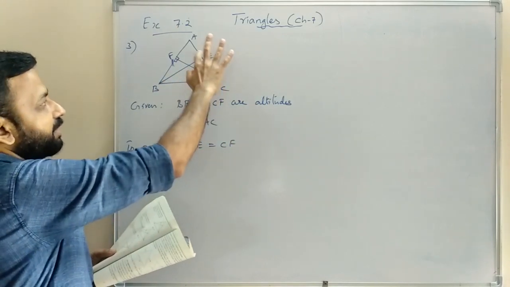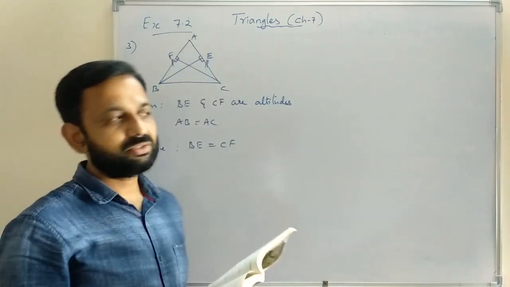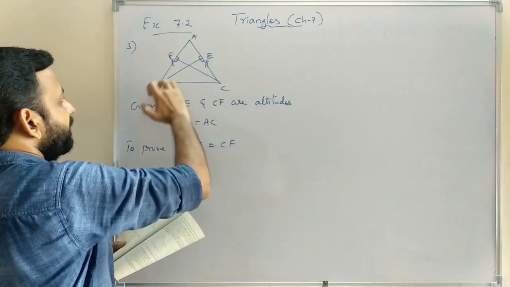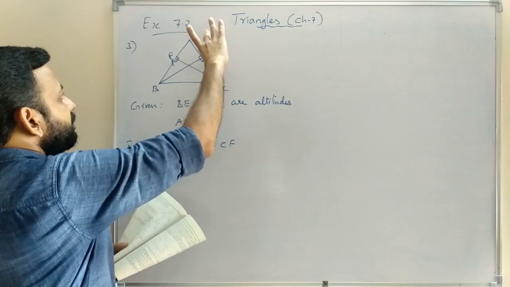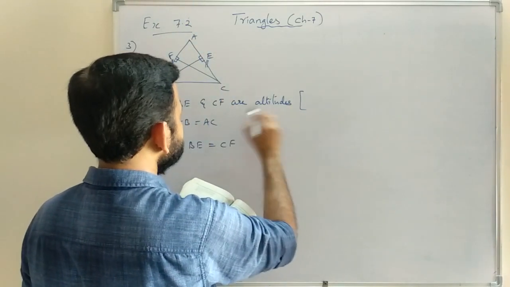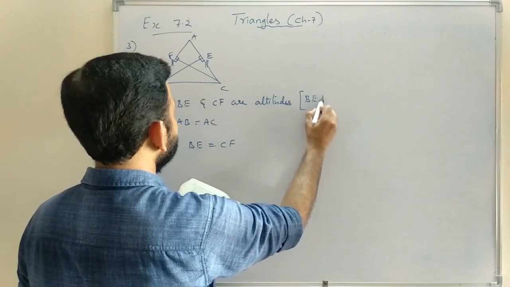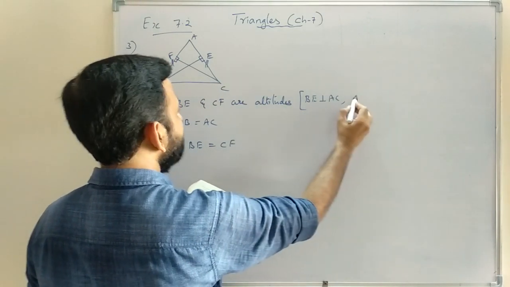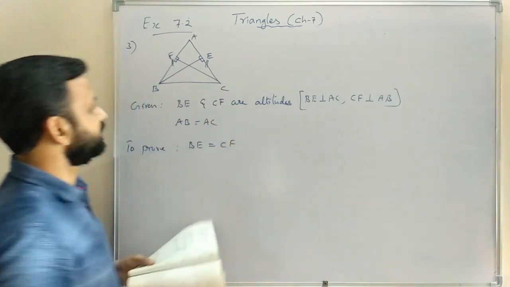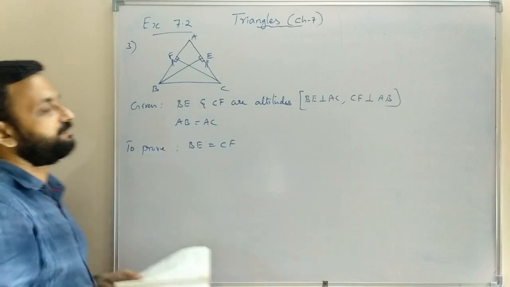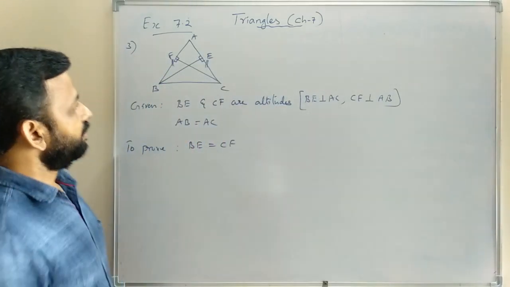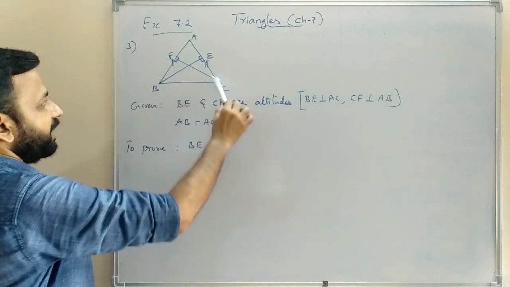Altitudes means perpendicular, 90 degree, 90 degree. So we can say BE perpendicular to AC and CF perpendicular to AB, then AB equal to AC. These are the given conditions. We need to prove BE and CF are equal.